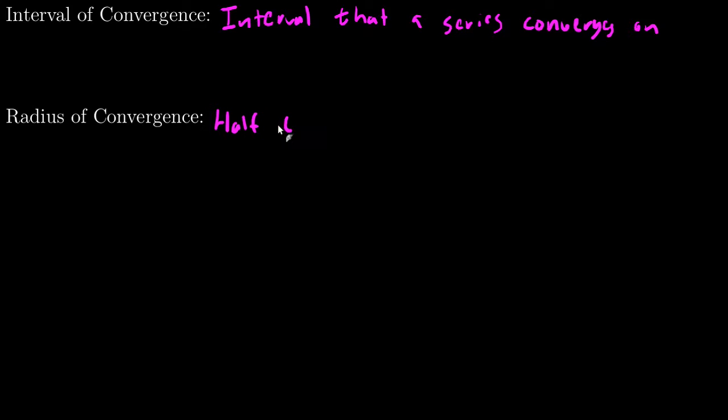In this video, we're going to look at the interval and radius of convergence of a series. So the first thing, what are they? The interval of convergence is the interval that a series converges on. And the radius, and there's a few ways to find it, but the radius is basically half the length of the interval.